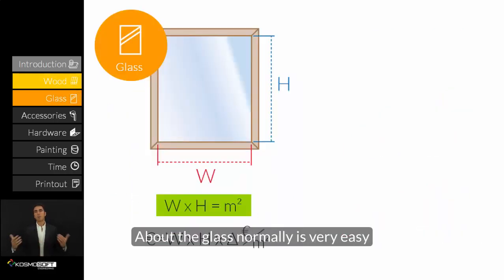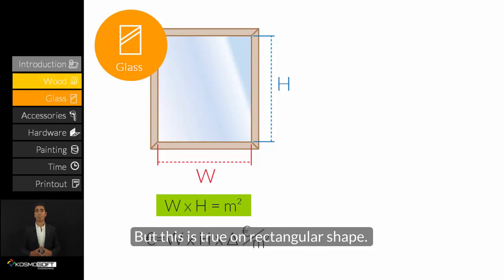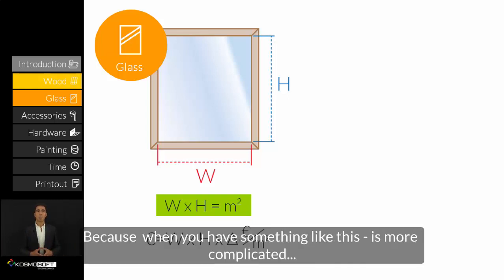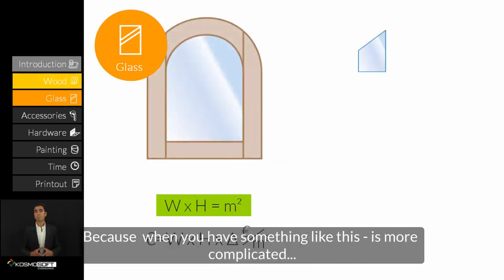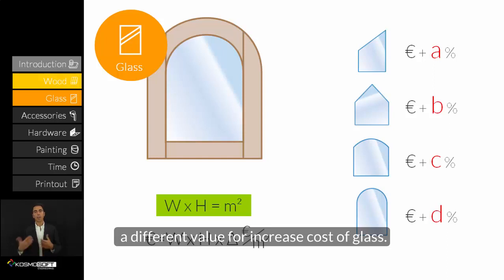About glass, normally it's very easy. You have a cost for each square meter. Then when you calculate width and height, the price is easy. But this is true on rectangular shapes, because when you have something like this, it's more complicated. For each of these examples and many more, Archimede is able to automatically apply a different value to increase the cost of the glass.